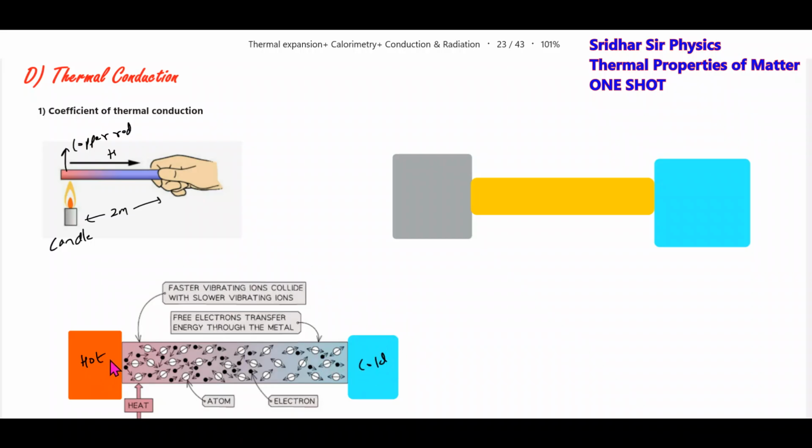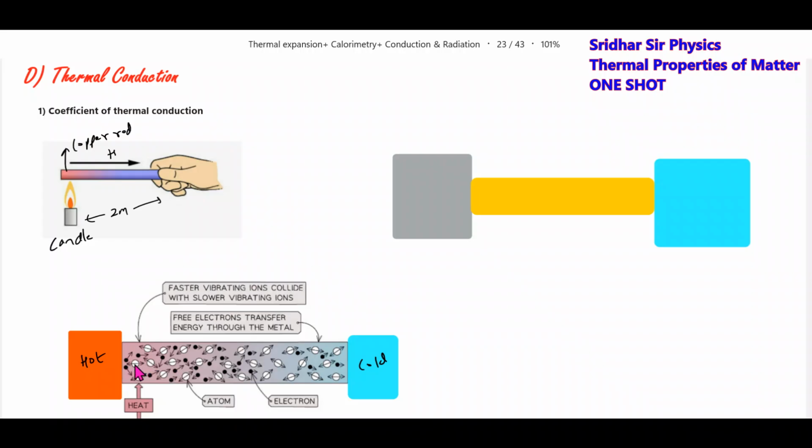Here at the hot body, the atoms will vibrate and transfer the energy to the adjacent atoms. The adjacent atoms will accept that energy and disturb the next atoms beside them. Like that, there will be transfer of energy from one atom to another, from the hot to the cold body, and the free electrons are also responsible. Free electrons will move randomly but the net flow will be towards the right.